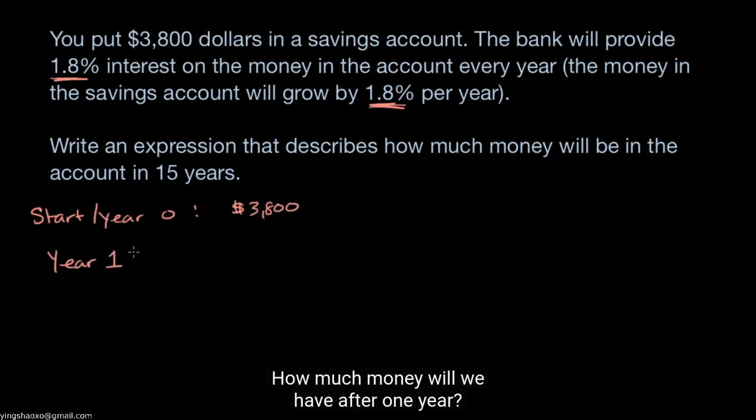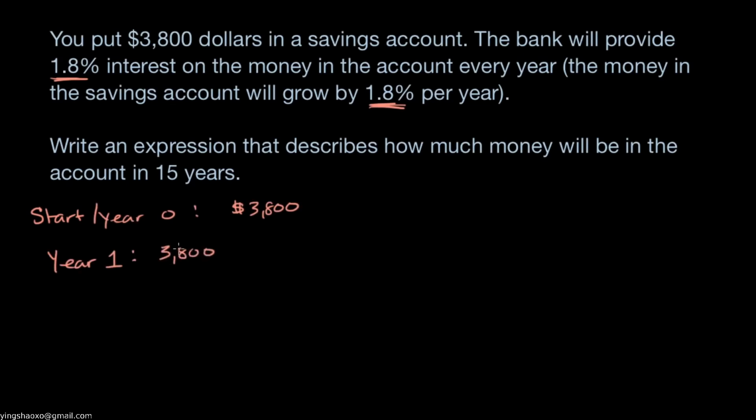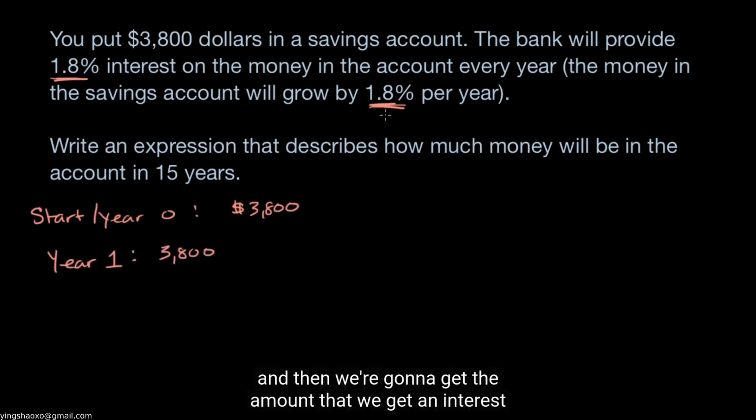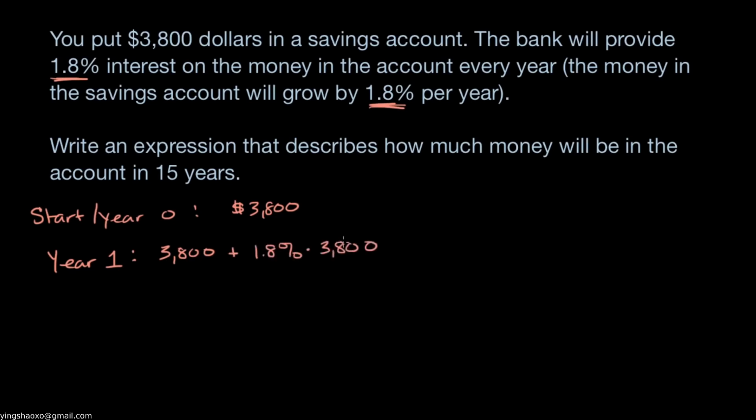How much money will we have after 1 year? Well, we would have the original amount that we put, $3,800. And then we're going to get the amount that we get in interest. They say that the bank will provide 1.8% interest on the money in the account. So it'll be plus 1.8% times our $3,800.